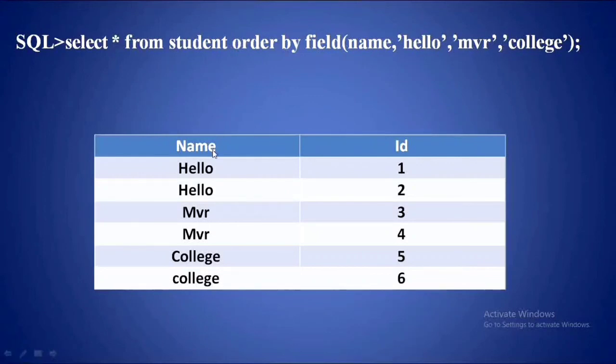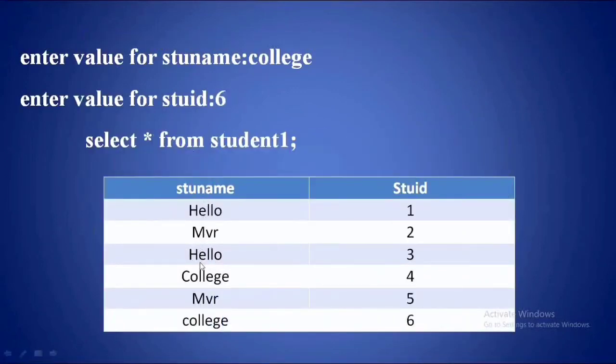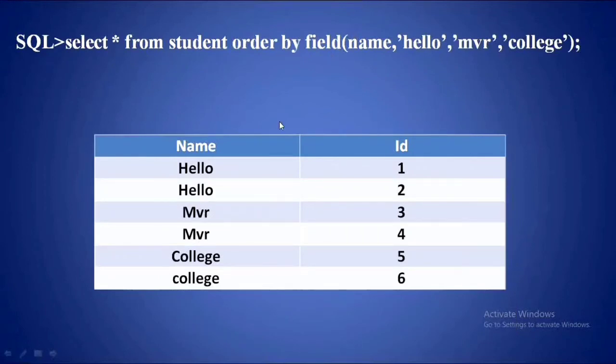In the previous table, the names are here: hello, MVR, hello, college, MVR, college. After performing this command, the names are changed. First in order is hello, so print the hello data. Next print the MVR data. Next print the college data. This is the output for this command. Okay.